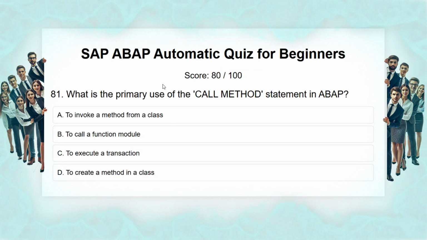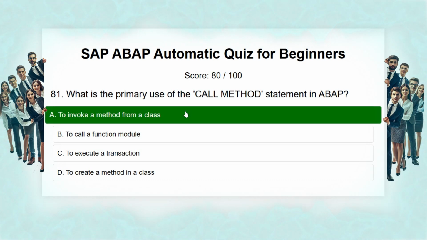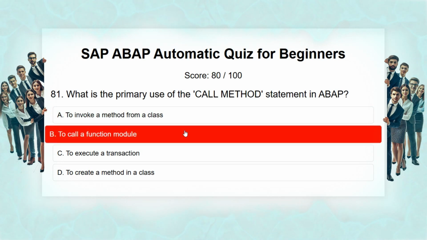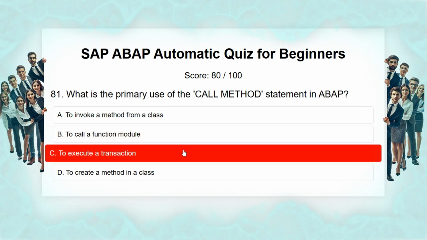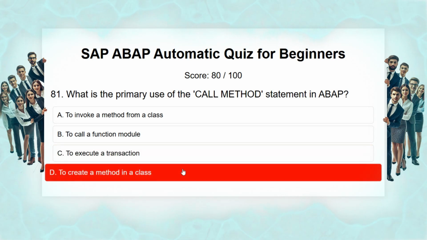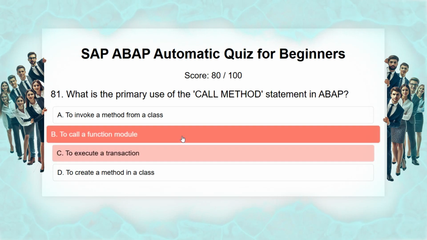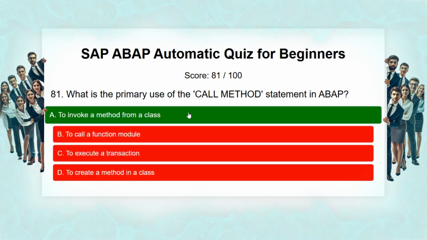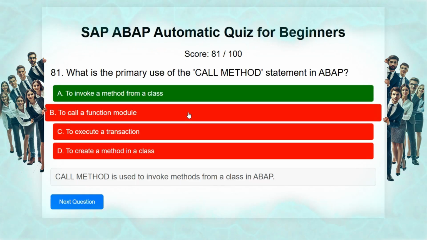81. What is the primary use of the call method statement in ABAP? A. To invoke a method from a class. B. To call a function module. C. To execute a transaction. D. To create a method in a class. Correct answer. Call method is used to invoke methods from a class in ABAP.